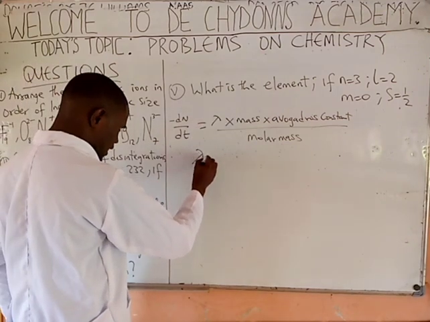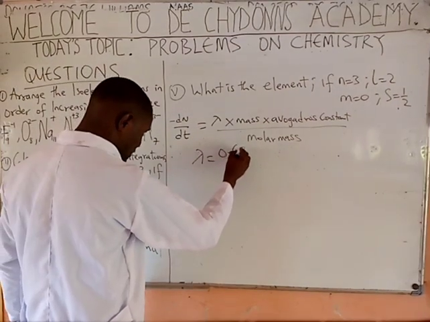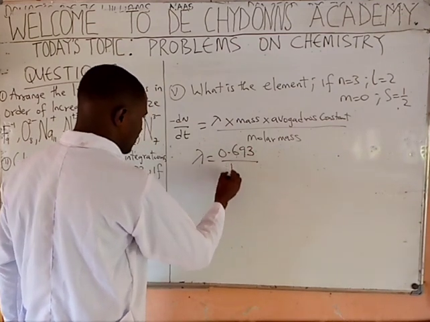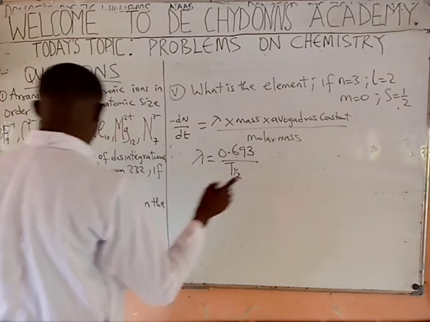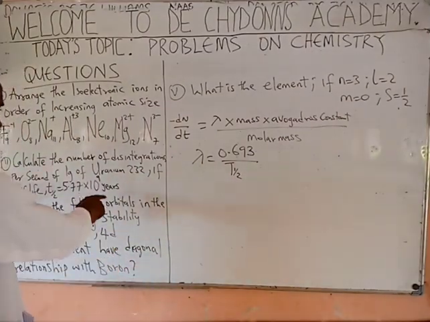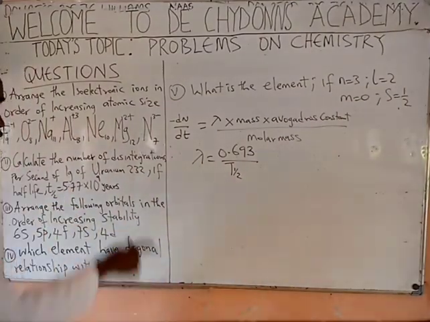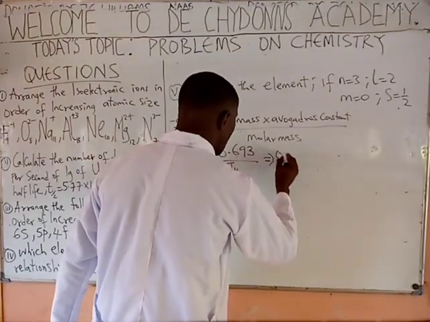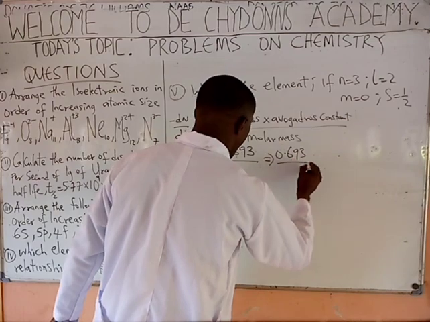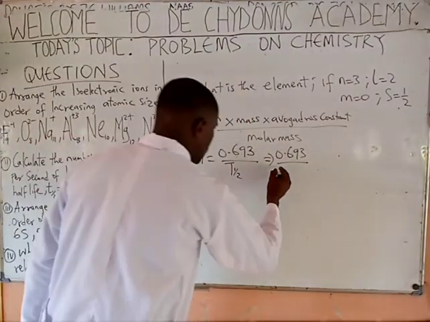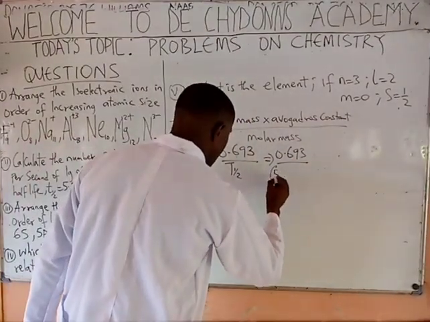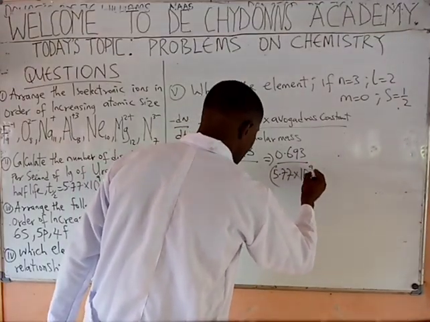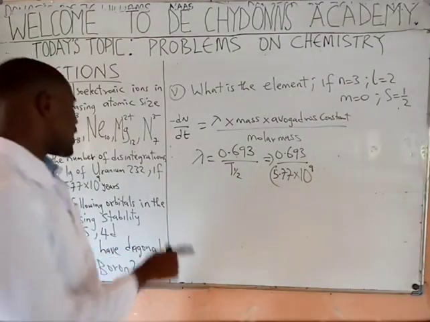We say decay constant equals 0.693 all over half-life. And what is our half-life? The half-life given to us is in years. We have to convert it to seconds, and see how you do it. It says 0.693 all over, you write it in years first, 5.77 times 10 raised to the power of 9, as you can see. Then this is in years.